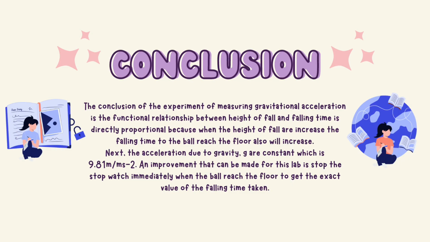Lastly, we move to the conclusion. The conclusion of the experiment of measuring gravitational acceleration is that the functional relationship between height of fall and falling time is directly proportional, because when the height of fall is increased, the falling time for the ball to reach the floor will also increase. Next, the acceleration due to gravity is constant, which is 9.1 meter per second squared.